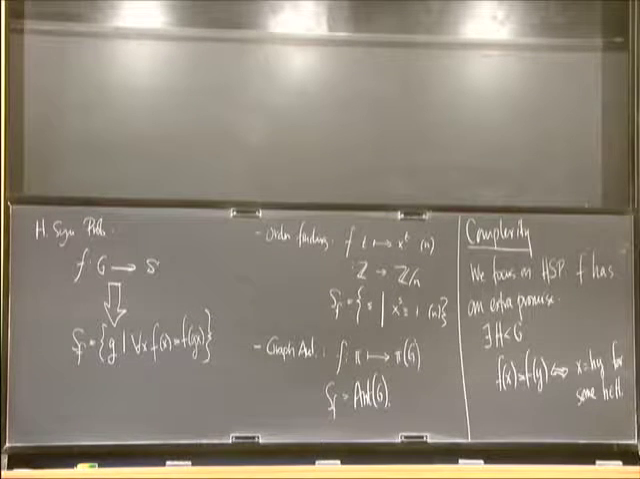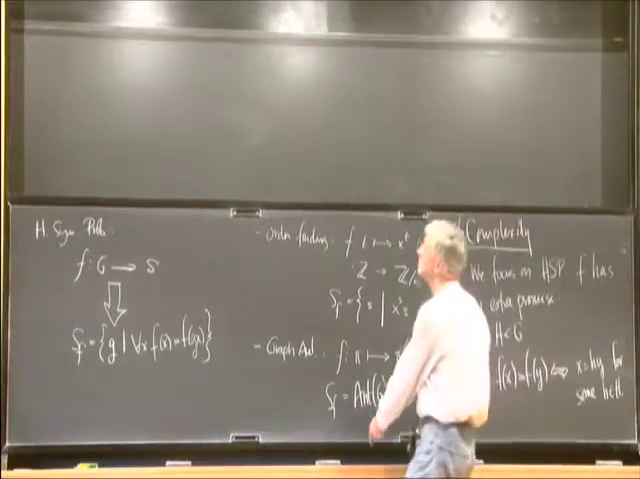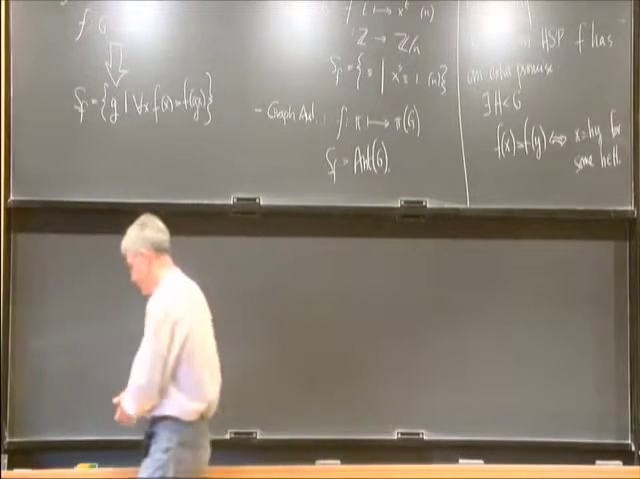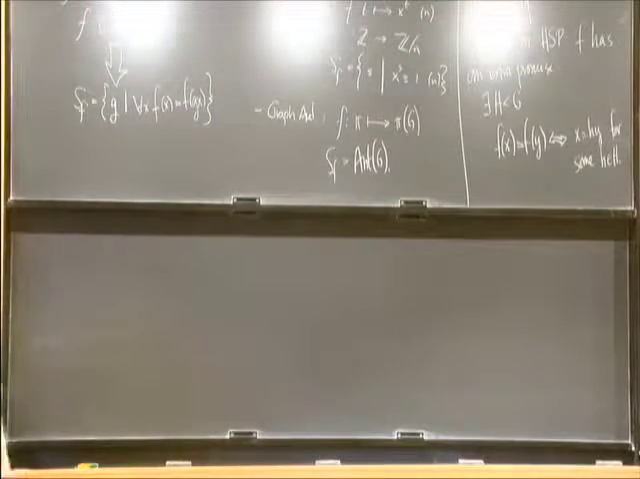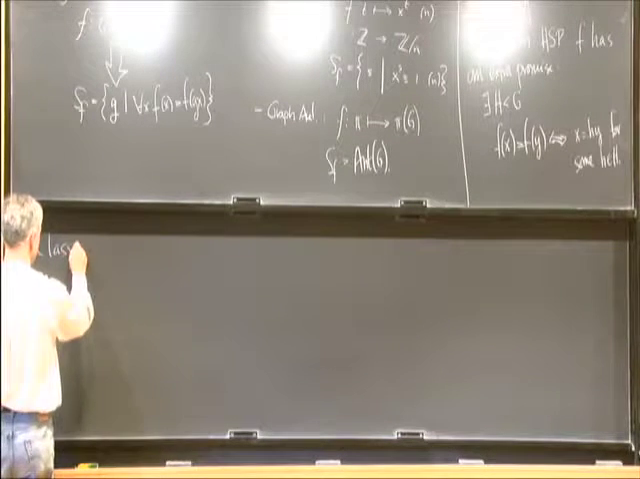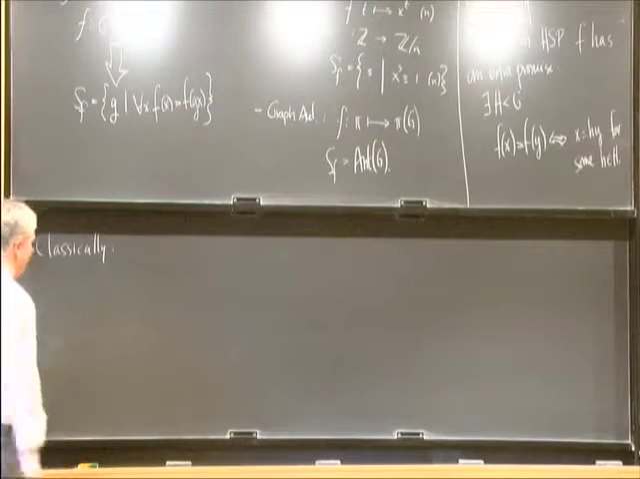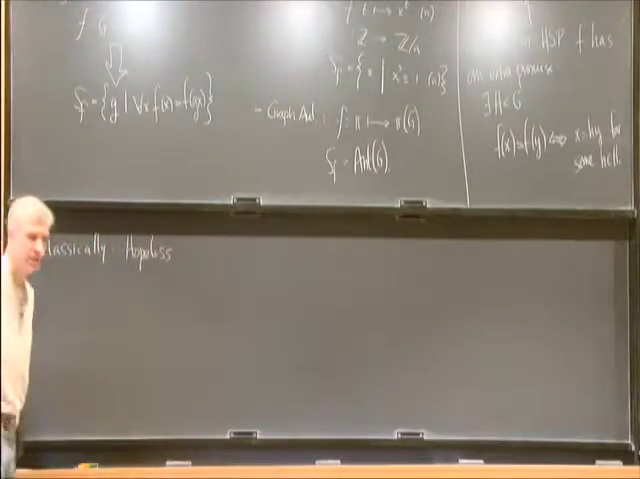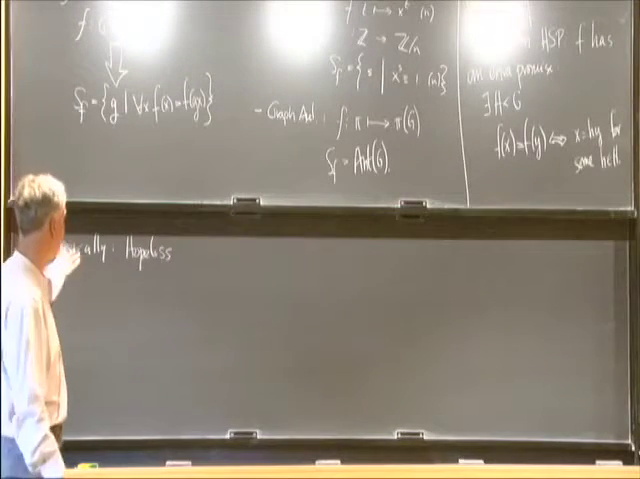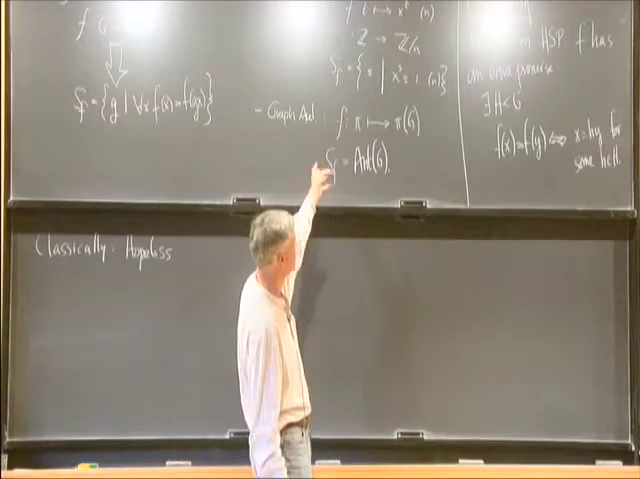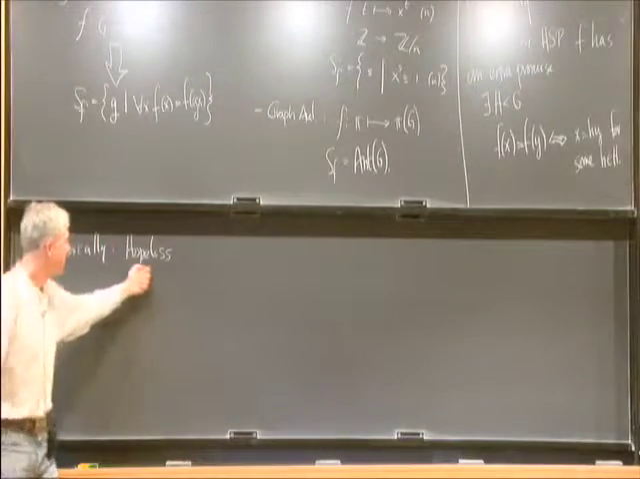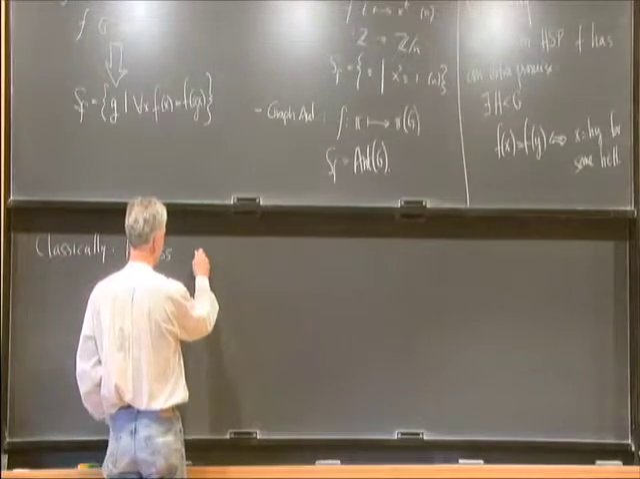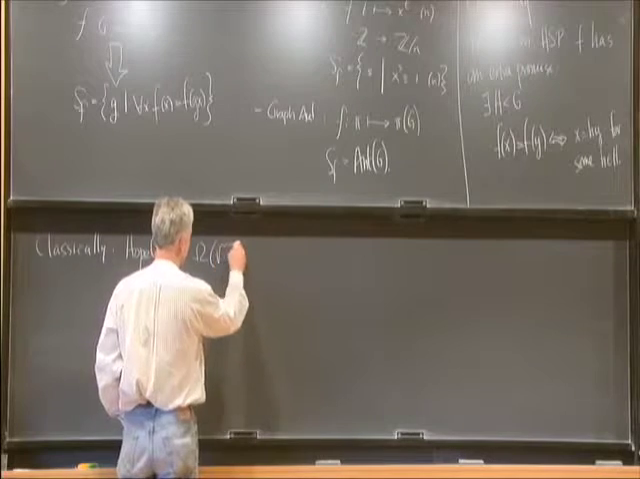Okay, so having said all that, I can give you the bad news, which is that classically, the complexity of this problem is what I call hopeless. It's easy to engineer versions of this problem where the number of samples that you need, or the number of queries that you need to make, is square root of |G|.